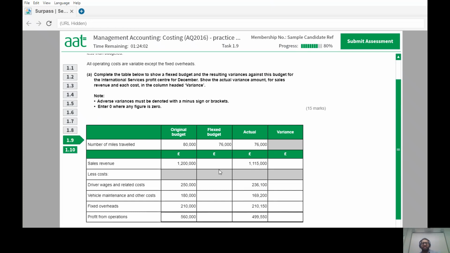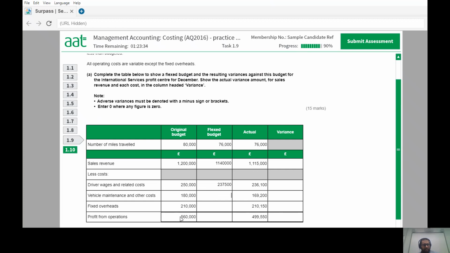Okay, so now let's see the sales revenue. 1.2 million multiplied by 95% is going to be 1,140,000. Okay, next one, driver's wages, 250,000 multiplied by 95%. It's going to be 237,500 there.